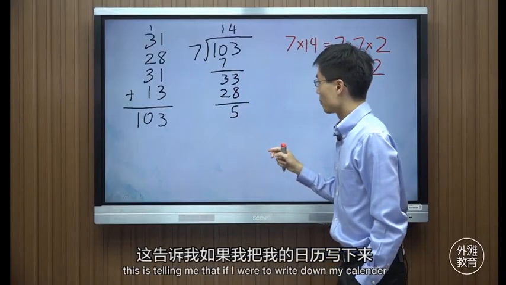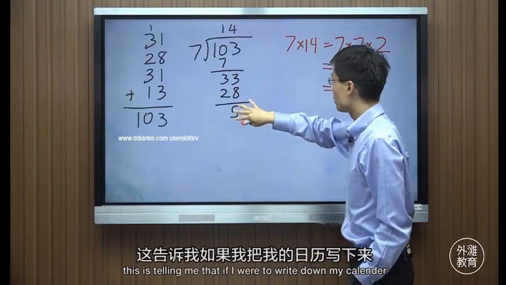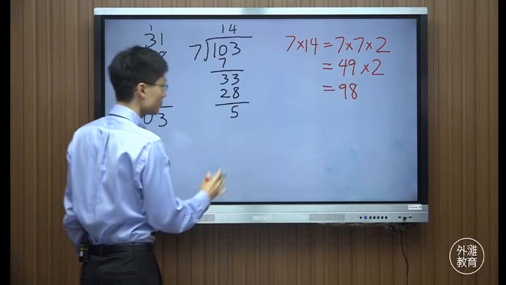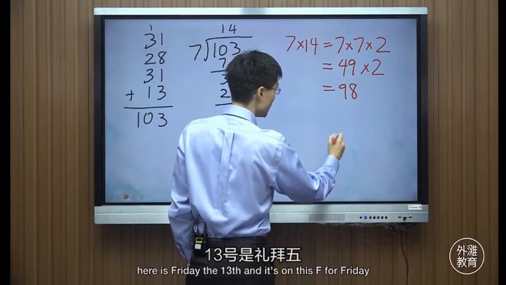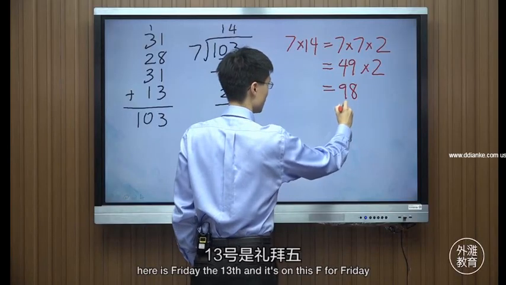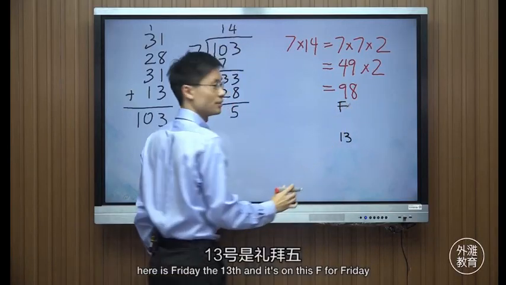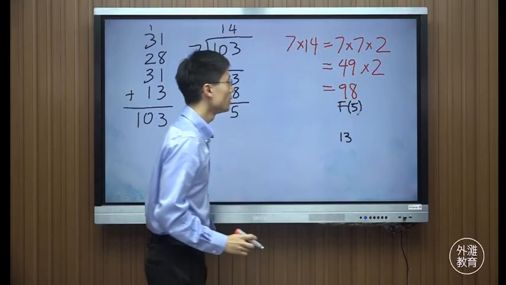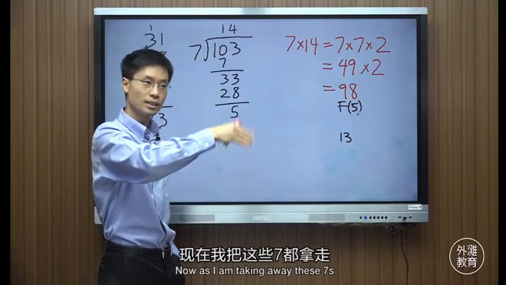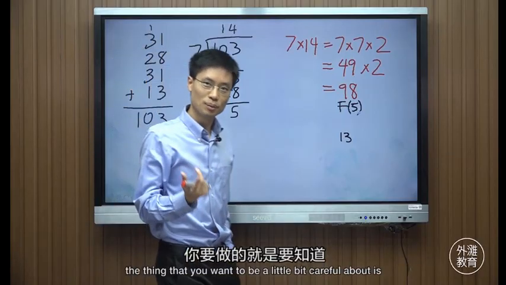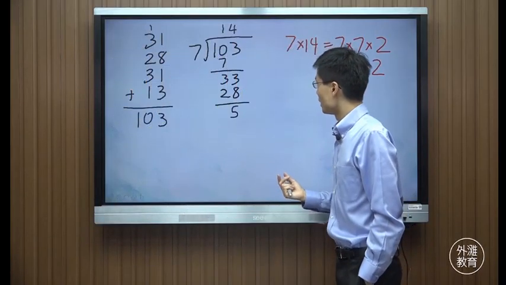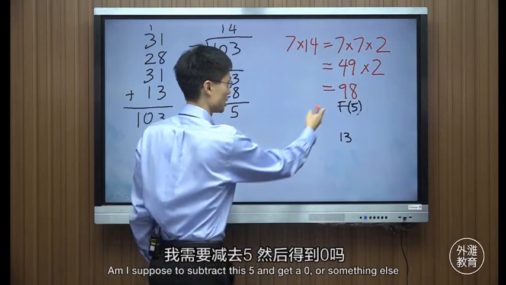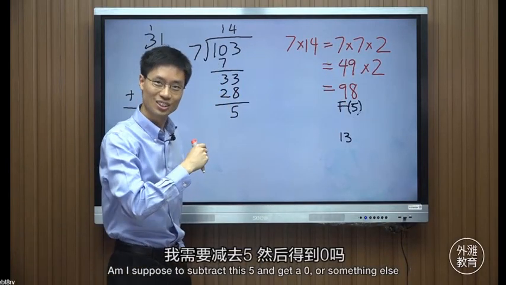This is telling me that if I were to write down my calendar, I can think of it in this picture like this. If I were to write down my calendar, here is Friday the 13th, and it's on this F for Friday, which is also the 5th day of the week. Now, as I'm taking away these 7s, the thing that you want to be a little bit careful of is, well, what do I do with this 5? Am I supposed to subtract the 5 and get 0? Or something else?